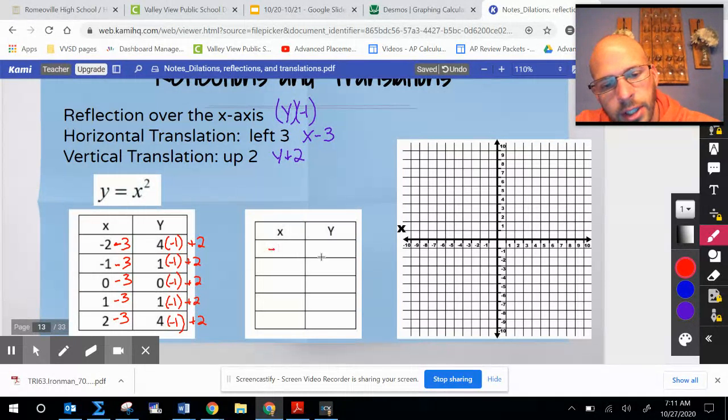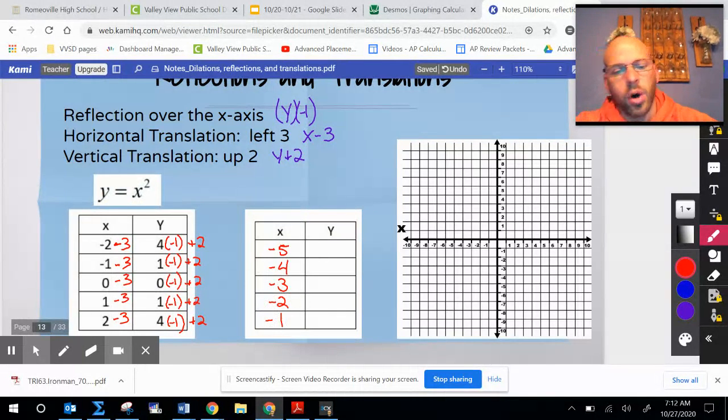Negative 2 minus 3 is a negative 5. Negative 1 minus 3 is a negative 4. 0 minus 3 is a negative 3. 1 minus 3 is a negative 2. And 2 minus 3 is a negative 1.